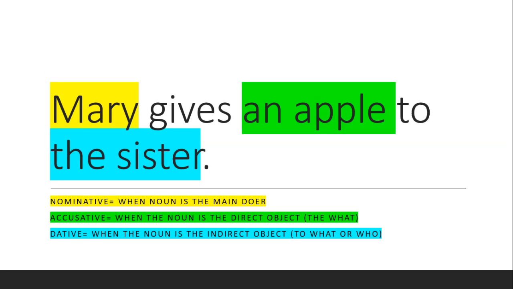So, an example from English. Now English doesn't really put a lot of weight on cases, but it does exist. For example, in English, Mary would be a nominative because Mary is the doer of the action. What does she do? She gives an apple. The apple is an accusative because it's the direct object of what Mary gives. And to the sister is the indirect object, because she's giving the apple to someone.